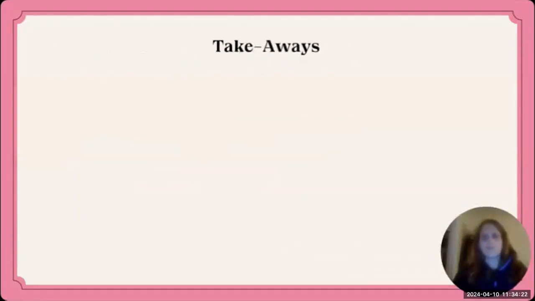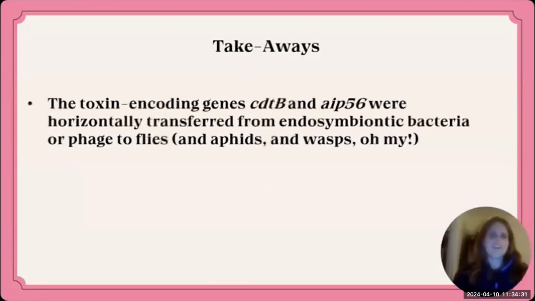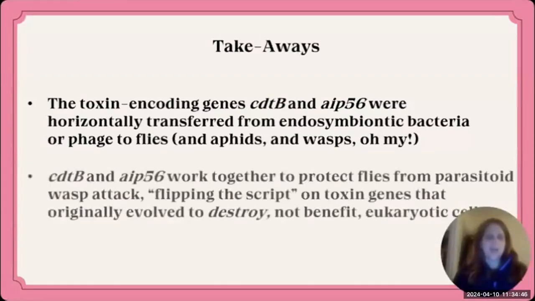So in summary, I hope that you have a few takeaways from this presentation, which are that these two toxin-encoding genes called CDTB and AIP56 were horizontally transferred into a variety of different insect lineages, most likely from endosymbiotic bacteria. And they seem to work in concert to protect flies from parasitoid wasps, which is pretty interesting because it's sort of flipping the script on how these genes worked. They originally, or in a traditional sense, are known to be bad for eukaryotic cells, but here we're seeing that they're actually being deployed to protect those same cells they evolved to destroy.